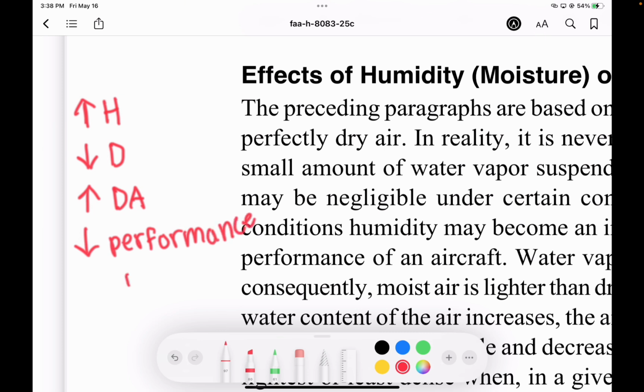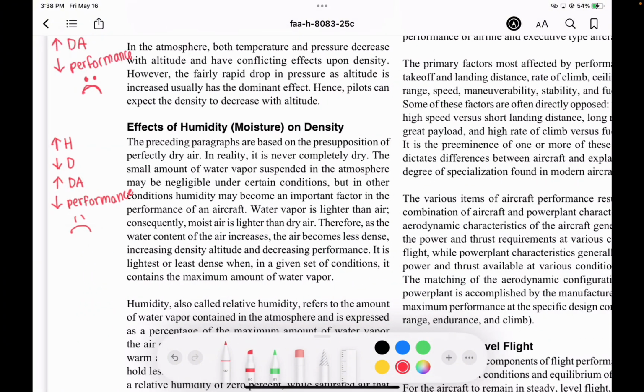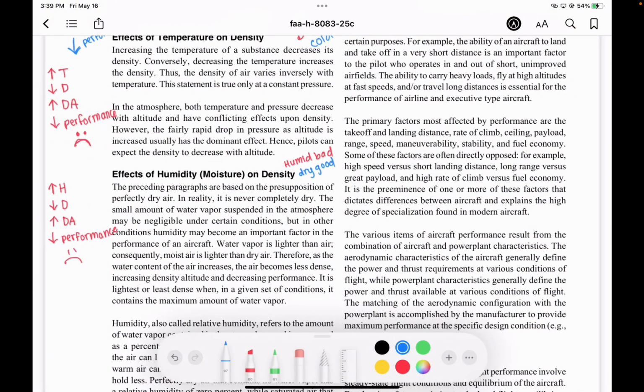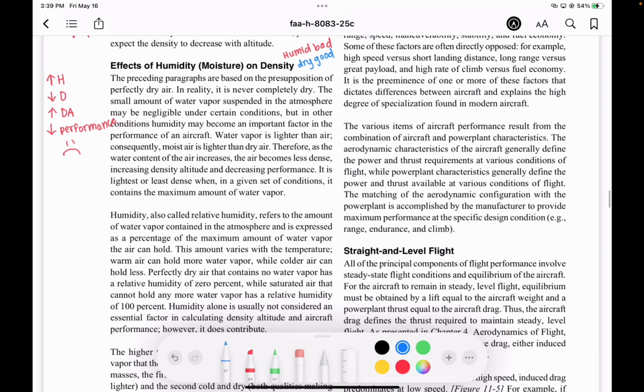What does that mean? Sad face. Humidity is bad. So I will write humid, bad. Dry, good. And I'm just going to give you some time to write that in your notes.